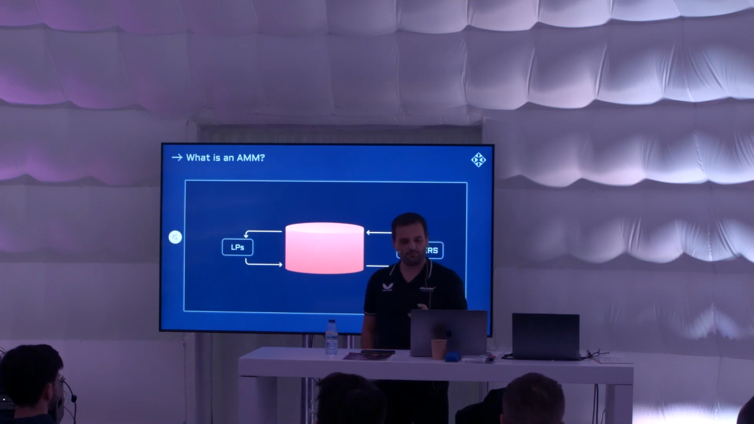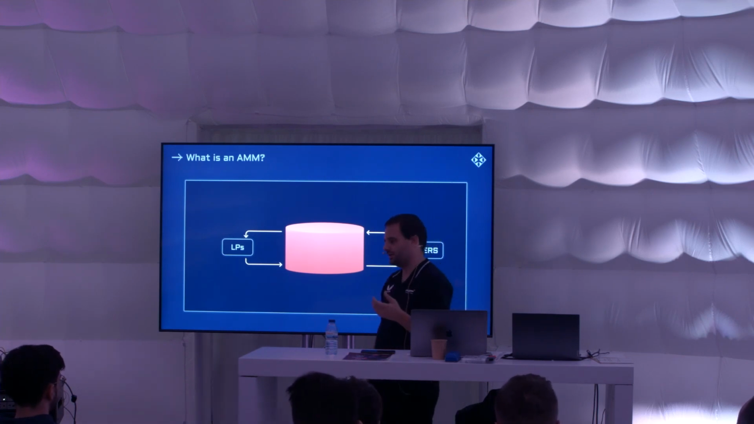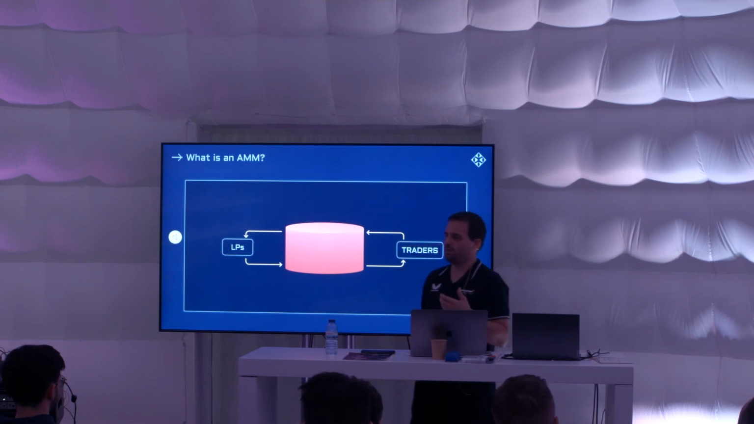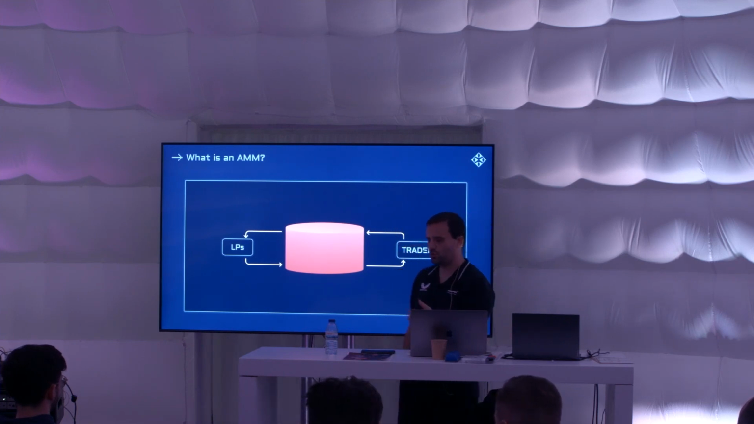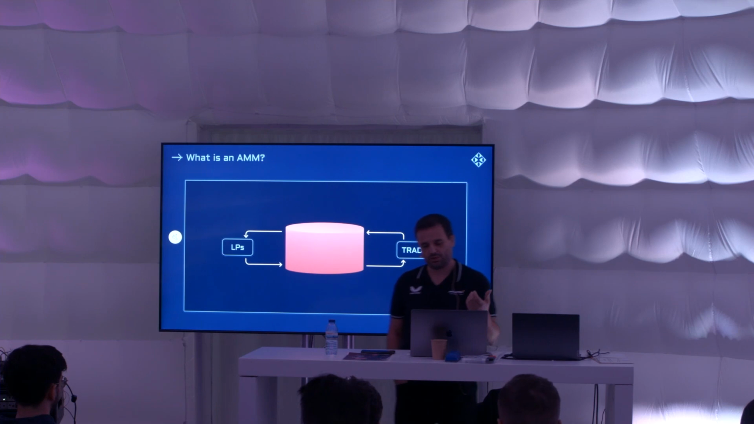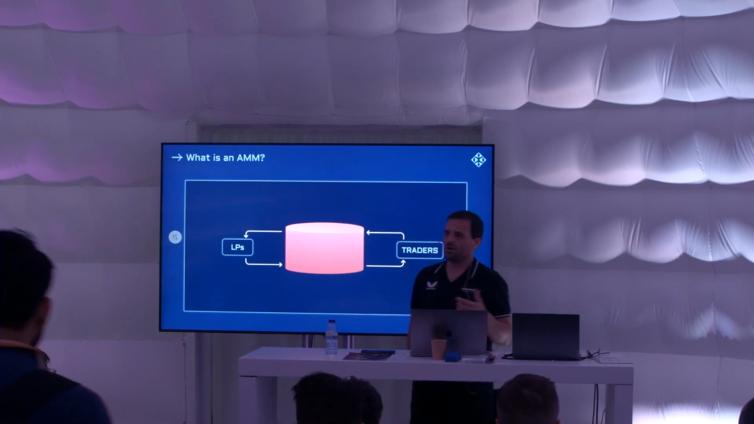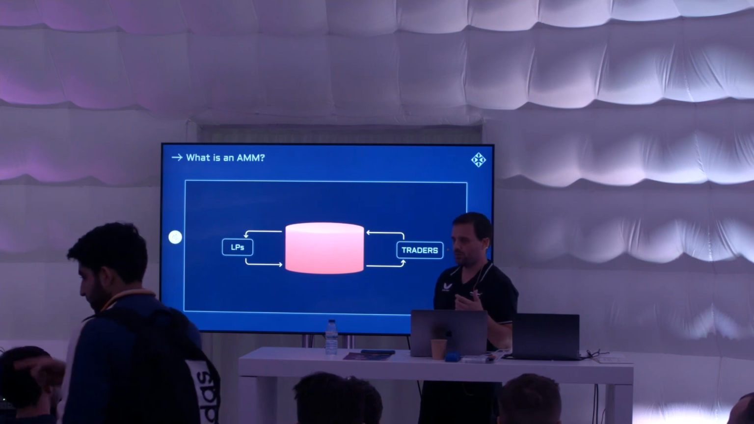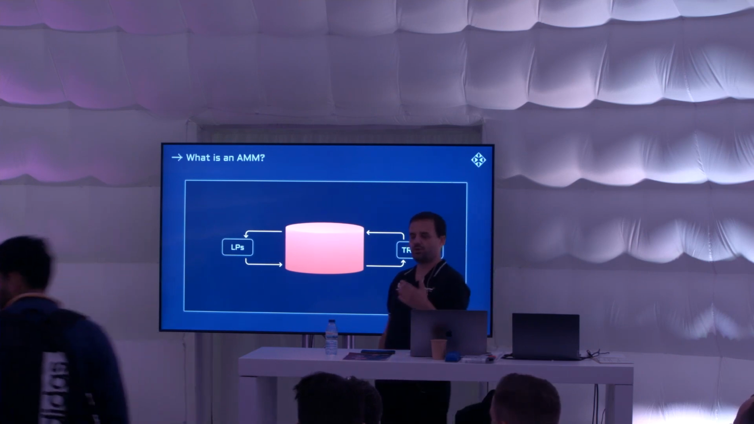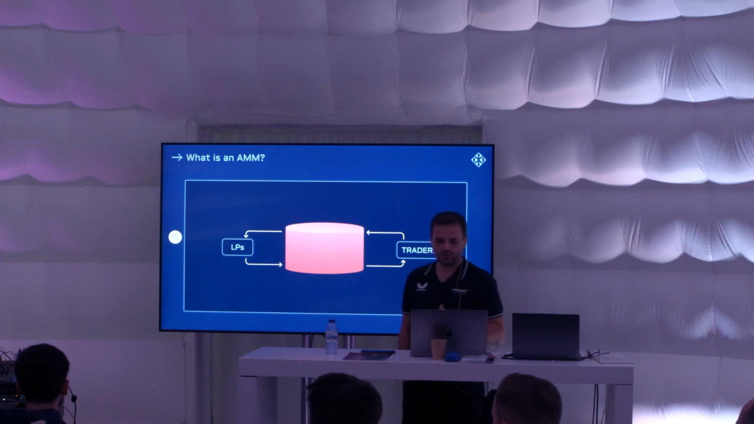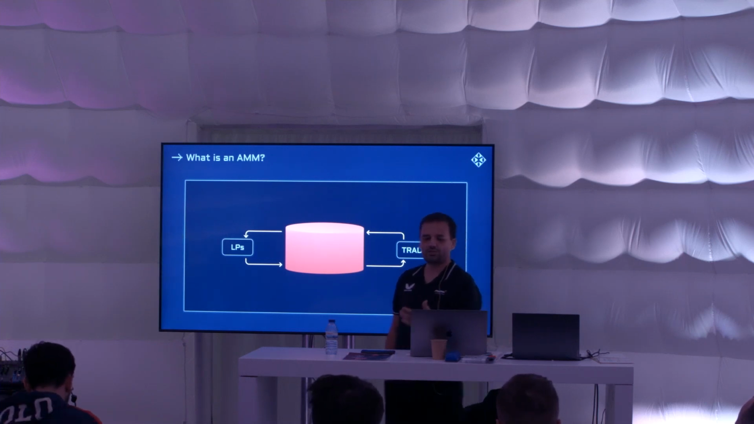So AMM, automated market maker. To understand it better, let's split it into two parts, right? Market maker and automated. So let's first explain what a market maker is, right? So market making, how can I say this? Market making is a process of providing liquidity to an exchange, right?